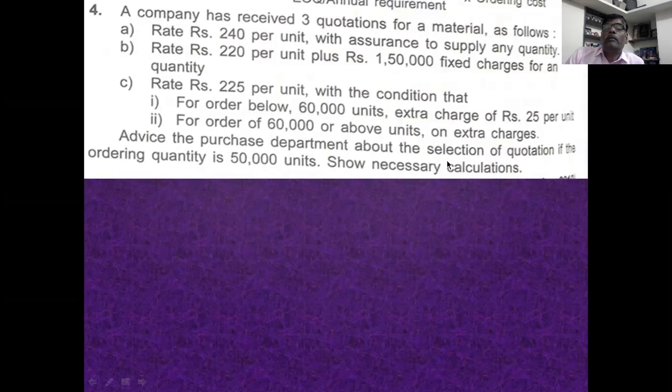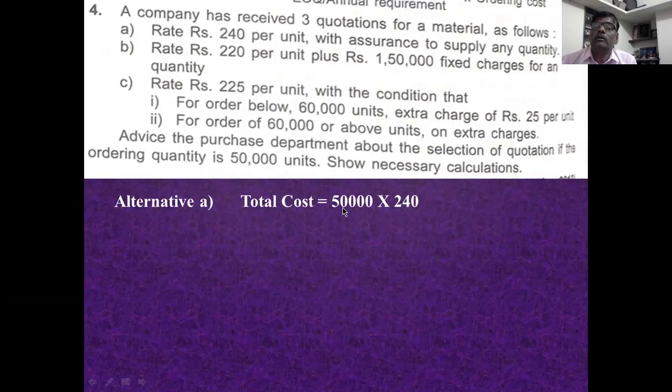Then advise the purchase department on the selection of the quotation. If your order is for 50,000 units, if you want to purchase 50,000 units, which is the quotation feasible to the company and which is the least cost quotation, you suggest to the purchase department. You see the solution.